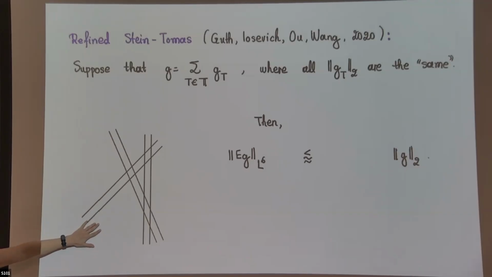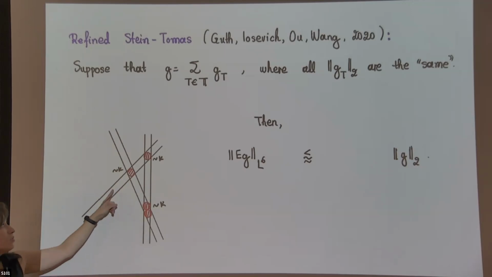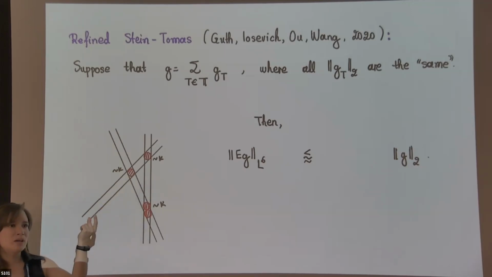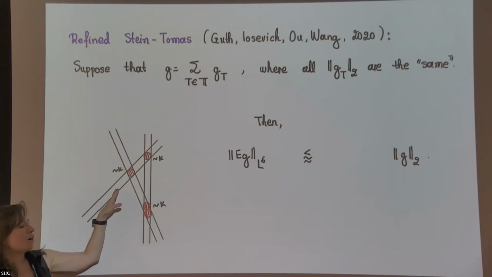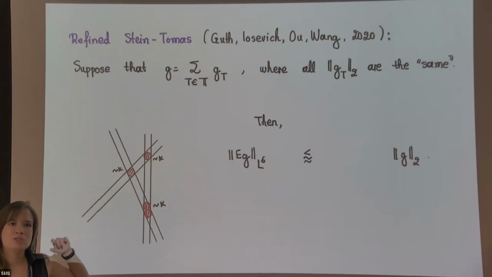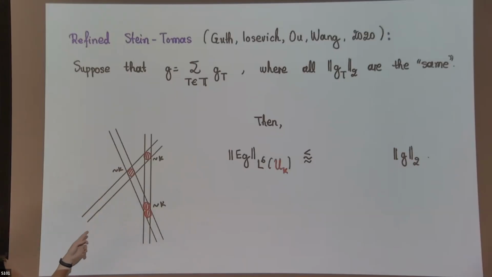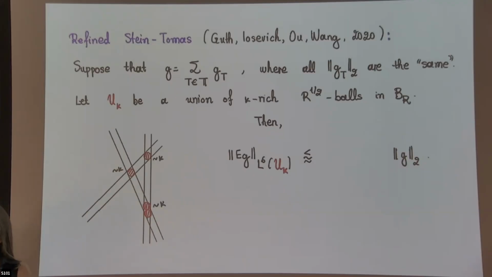So we will be looking at K-rich balls in this picture. So these balls we're looking at have the same width as the cubes, so R^2, so they cover the cross sections. And for any K we like, we look at K-rich balls in this picture. So each is intersected by at least K and fewer than 2K cubes. Okay. In this set, U_K, the union of these balls, we have an improved estimate.